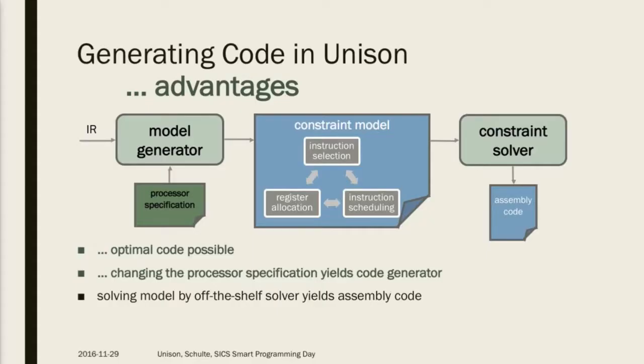So the advantages are pretty obvious, right? It is possible to generate optimal code because all the interdependencies are properly reflected. Just changing the processor specification gives you actually a complete code generator, right? So you only have to write a high-level specification of your hardware architecture, give or take. It's an idea. There is always a little bit of tinkering involved, right? But more or less, yes. And given that this is not as complicated as generating code, the likelihood that you get actually correct code is pretty high, right?